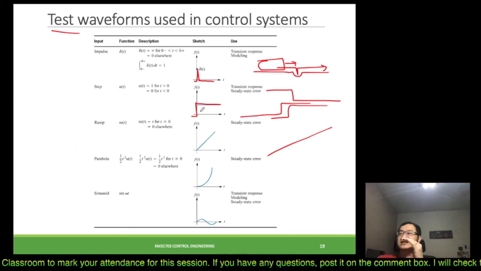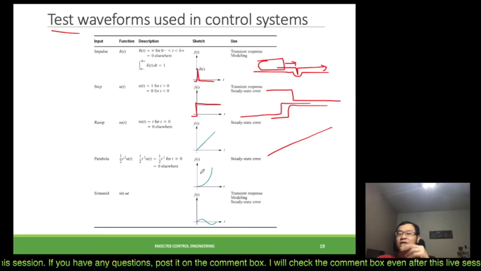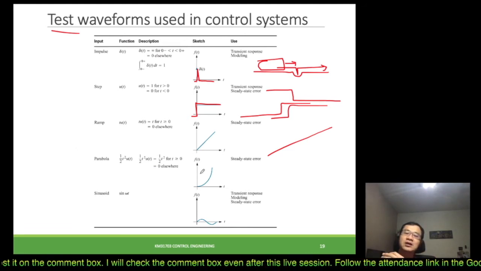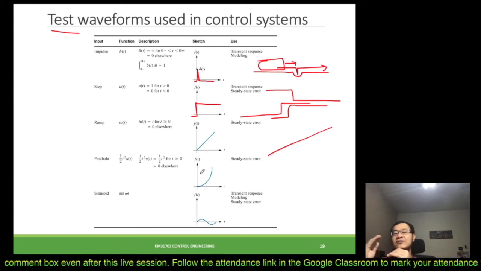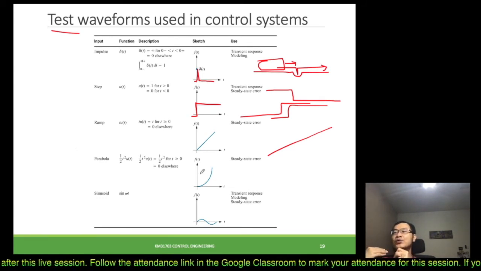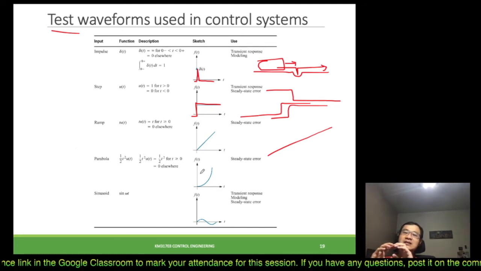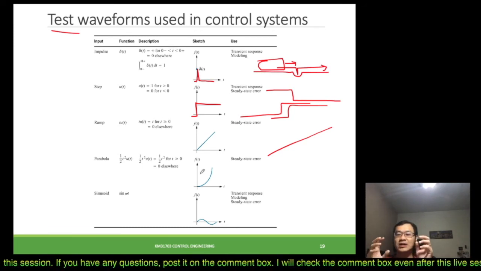So these are the basic test waveforms or signal waveforms that we try to use to test how the system would respond to these different types of input, when our designed systems are implemented in the real environment.